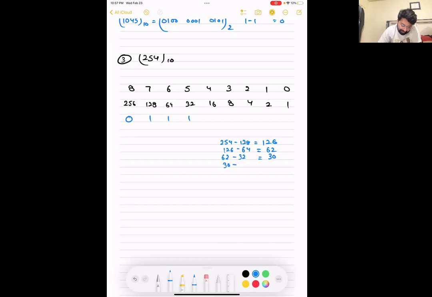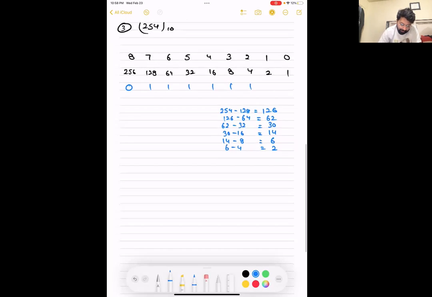Now 30 minus 16 also gives us a positive number. So we used this bit, which is 14. 14 minus 8 will give us a positive number, which is 6 over here. Now 6 minus 4 gives us a positive number 2. So we used this bit here as well. 2 minus 2 gives us 0. We used this one. 0 minus 1 gives us negative. So we cannot use that.